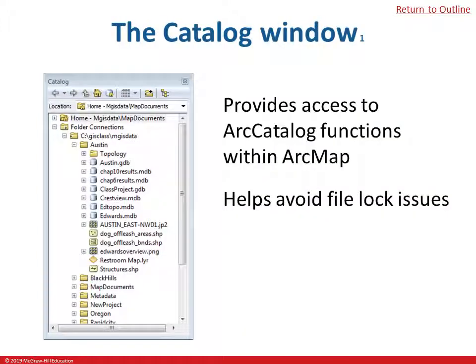The other component, the catalog window, provides access to ArcCatalog functions within ArcMap. And this is really good because it keeps you from having a lot of file lock issues. It looks an awful lot like about half of the ArcCatalog program. It does a lot of the same things, just not quite as complete as the full catalog program.